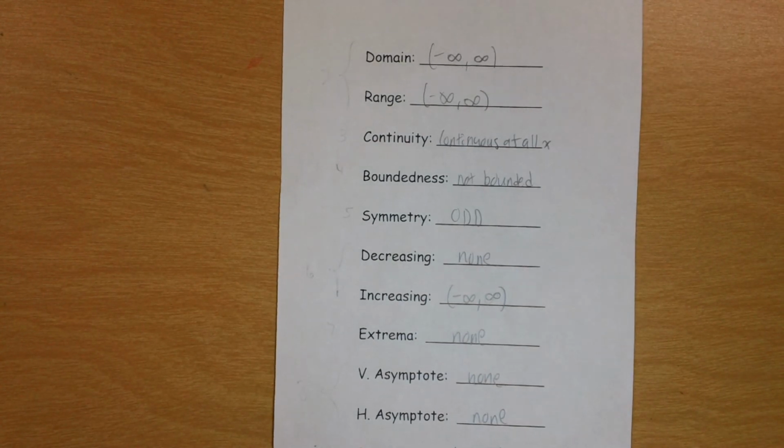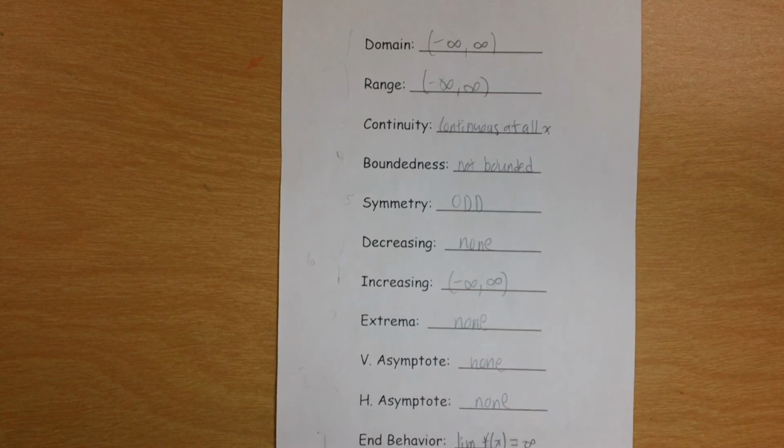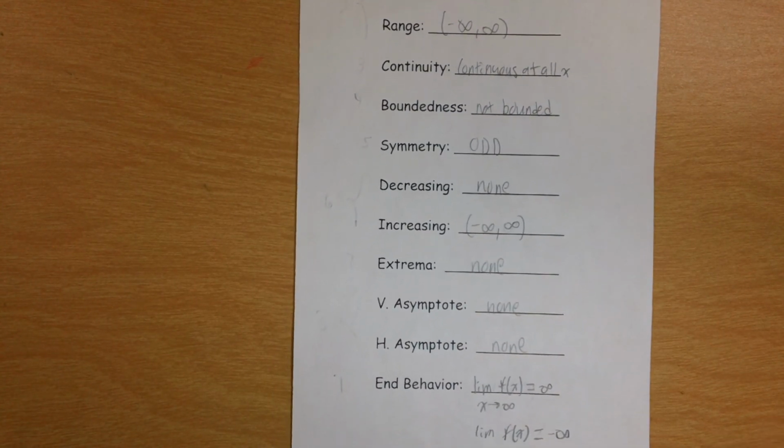Because there is no boundedness, there also is no extrema. Since f of x equals x is a linear function, there are no asymptotes. The limit of f of x as x approaches infinity is infinity. The limit of f of x as x approaches negative infinity is negative infinity.